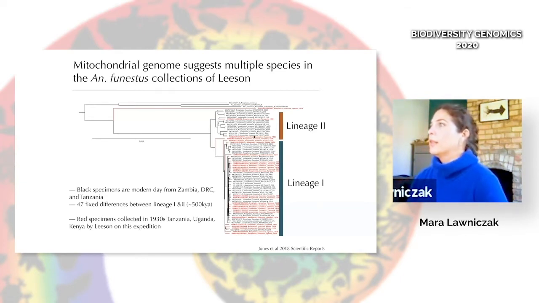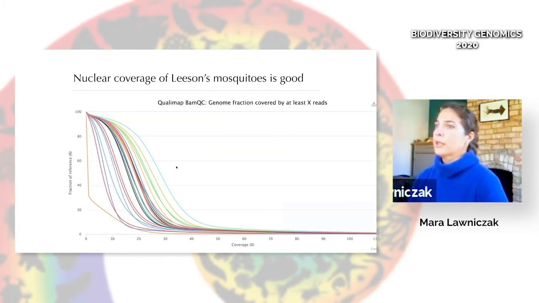And you can see that the red is interspersed in both these lineages, and these lineages are not well studied, but probably are different species. So we're excited to look at the nuclear DNA for this. And this is just to give you a sense of the kind of coverage we have. We have really good coverage for a large portion of the DNA, which is very exciting for mosquitoes from 1936.